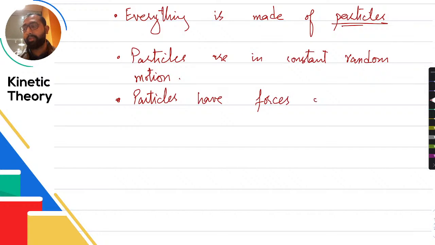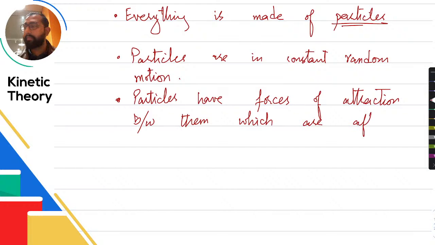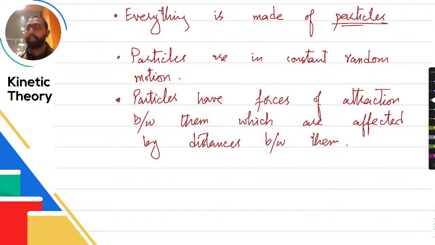forces of attraction. So not only are these particles moving randomly, they also attract each other. I'm going to use this symbol for between them, which are affected by distances between them. Of course, when it comes to distance, this also implies some understanding of arrangement. Okay. So these are the three main ideas of kinetic theory.